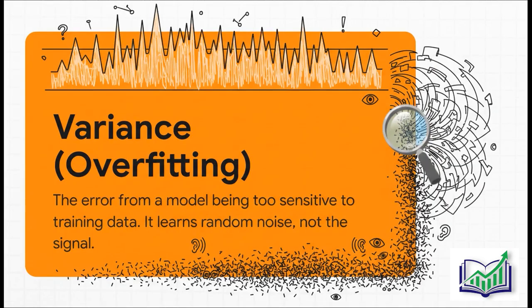Variance, on the other hand, is the exact opposite problem. This is the error you get from a model that's too complex, too sensitive. It doesn't just learn the real pattern in your data, it starts memorizing every little random quirk and bit of noise, and we call this overfitting.